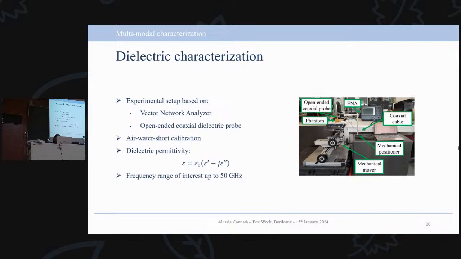And the system needs a calibration, which is often carried out with three known loads: air, water, and short circuit. So we basically know the dielectric properties of these materials, and we measure them in order to get more reliable measurements from our materials. And the outcome of this kind of characterization is the dielectric permittivity. So we are interested in determining the real part and the imaginary part of such a parameter in a desired frequency range. I usually work up to 50 GHz, so up to the millimeter wave range, starting from 500 megahertz, which is the lower limit of my VNA.